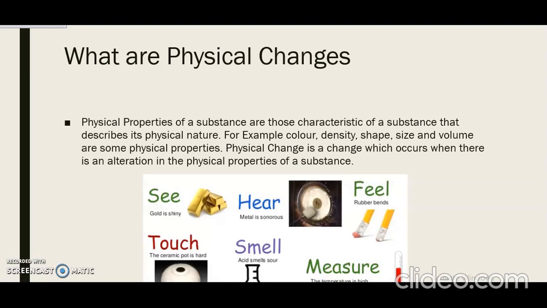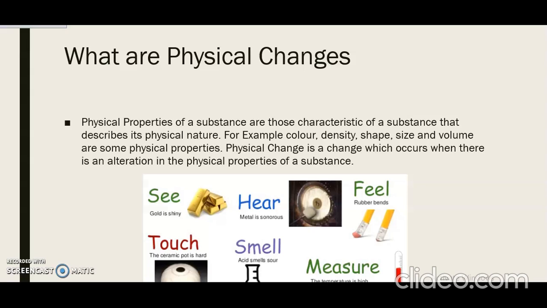Okay, first let's start with physical changes. What are physical changes basically? First let us go with the properties of a substance. The physical properties of a substance are the characteristics of that particular substance. They describe the physical nature of the substance. And what are the physical properties? Color, shape, density, size, volume, all these are the physical properties of a substance.